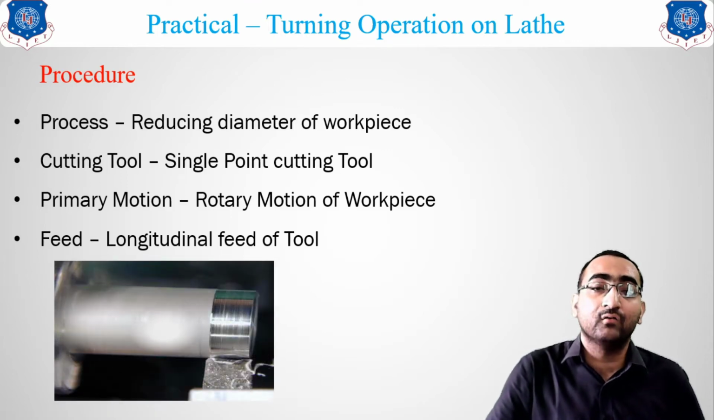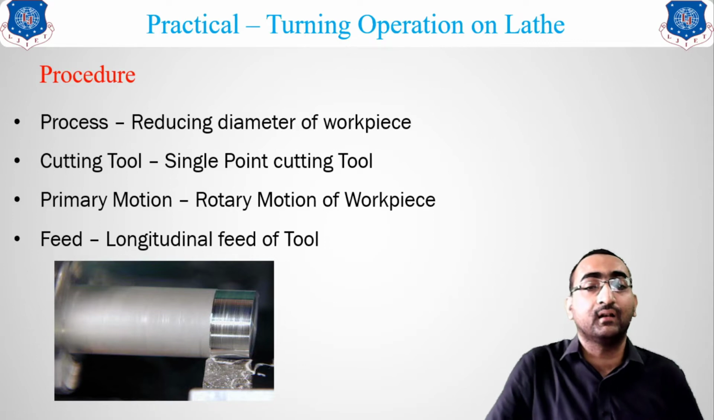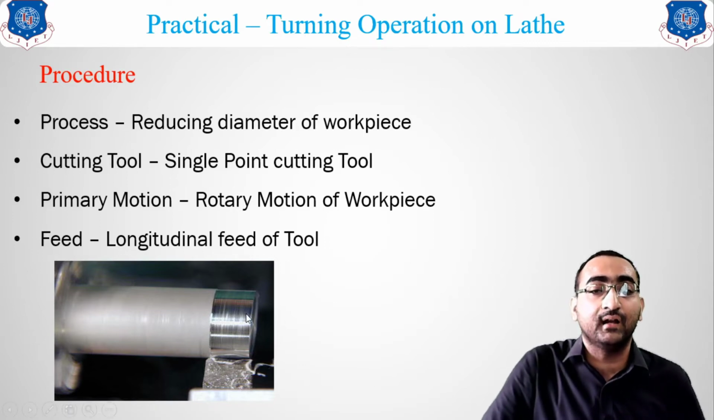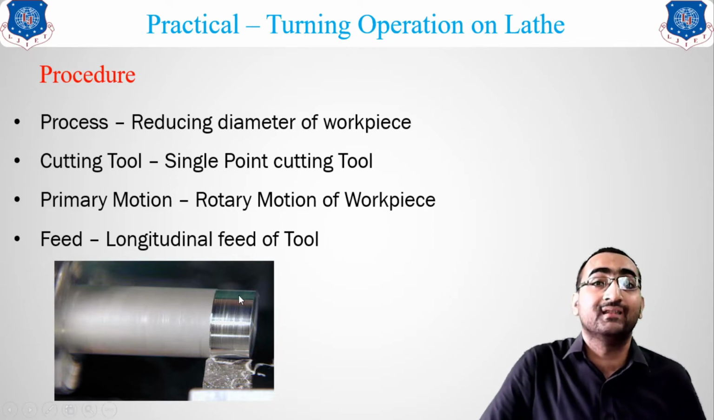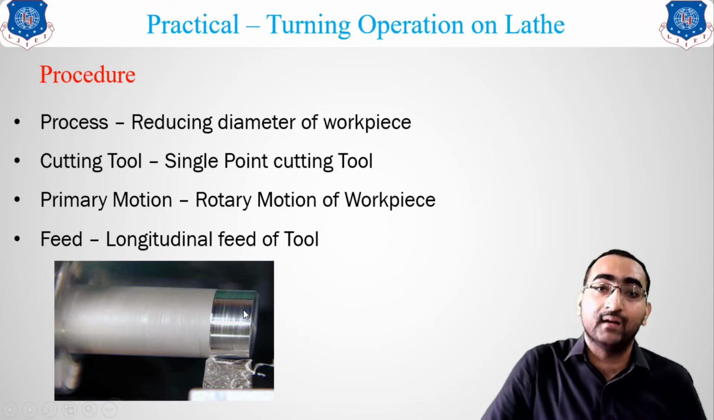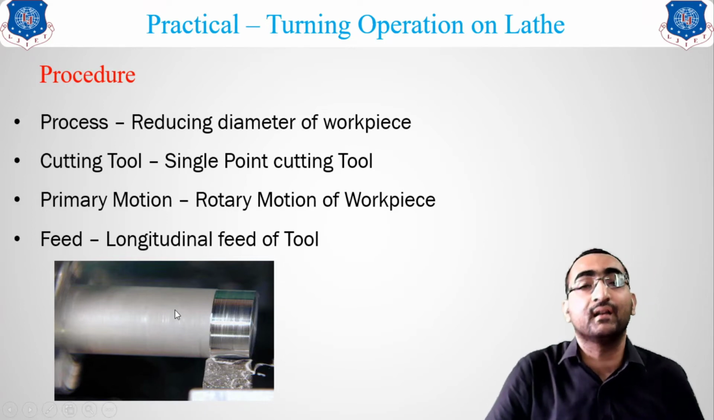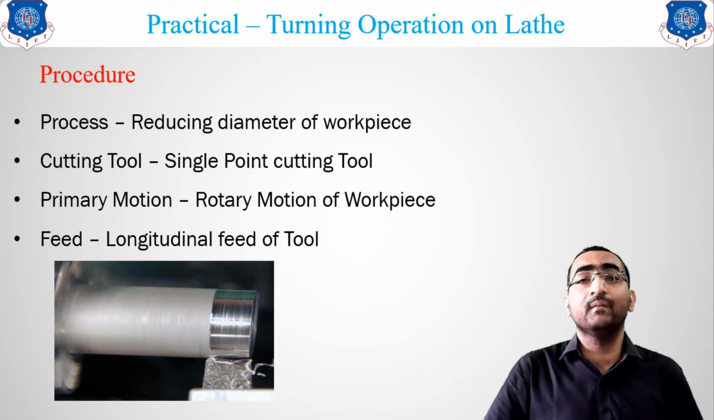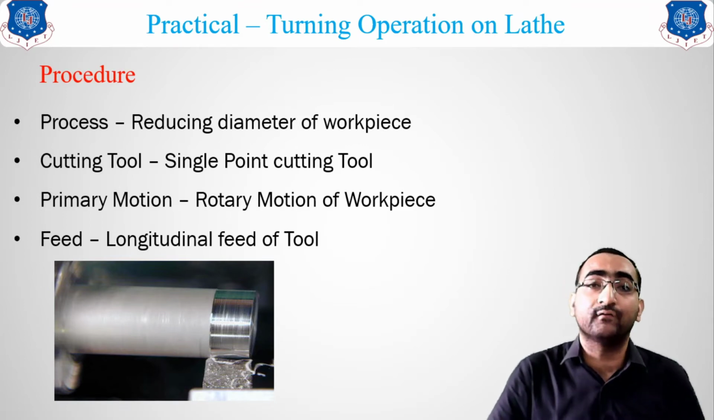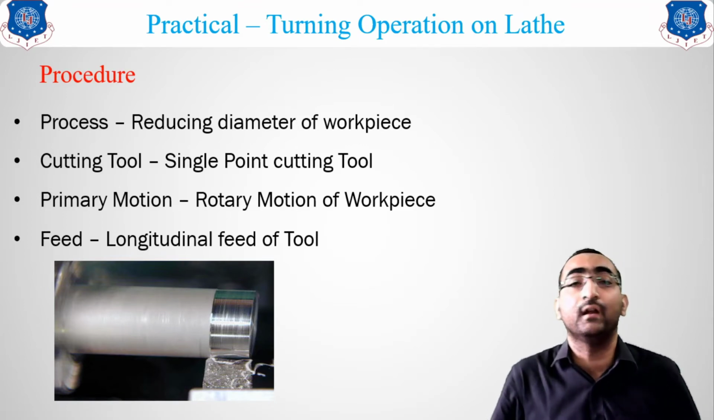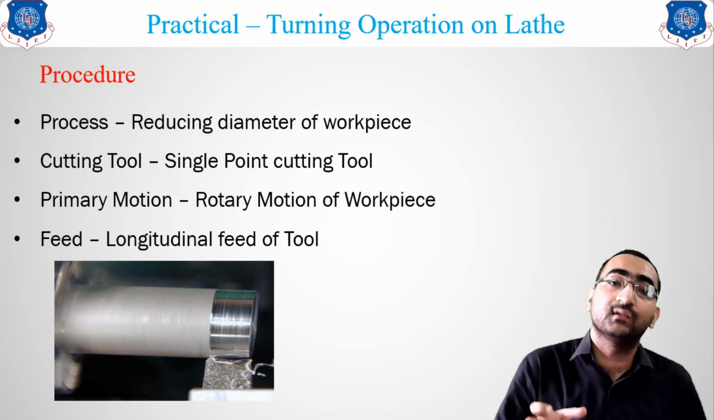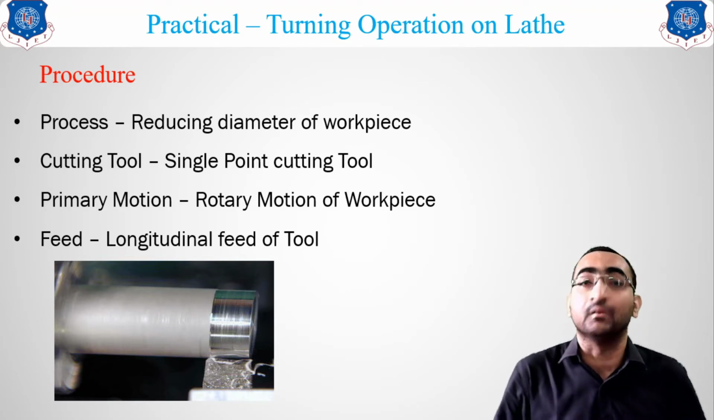And this is how the actual thing looks like. The cutting tool, you can see over here, this portion is removed, the shiny portion has been removed, that means turning is done and the other portion is left for turning. Now we will go for the visualization of the practical, how we are going to perform this turning operation on the lathe machine.